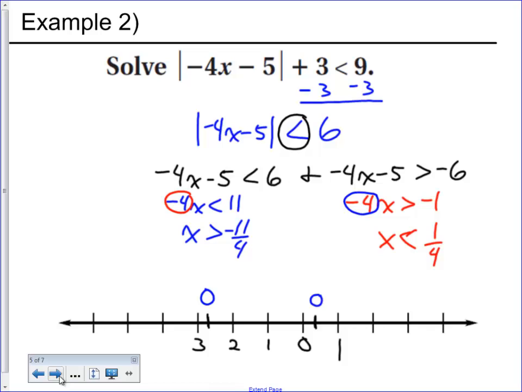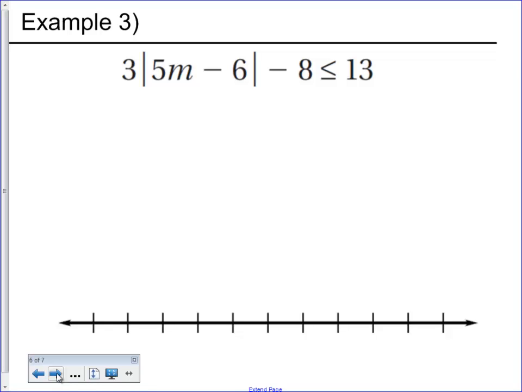And this is an AND scenario, which means I should be able to write this as one compound statement. So over here I can write that my x is also less than 1/4. And that is still true. So all I'm looking for is the x values in between those two numbers, and that would be my graph. If you'd like to pause the video for a second before trying number 3, go ahead and do that.